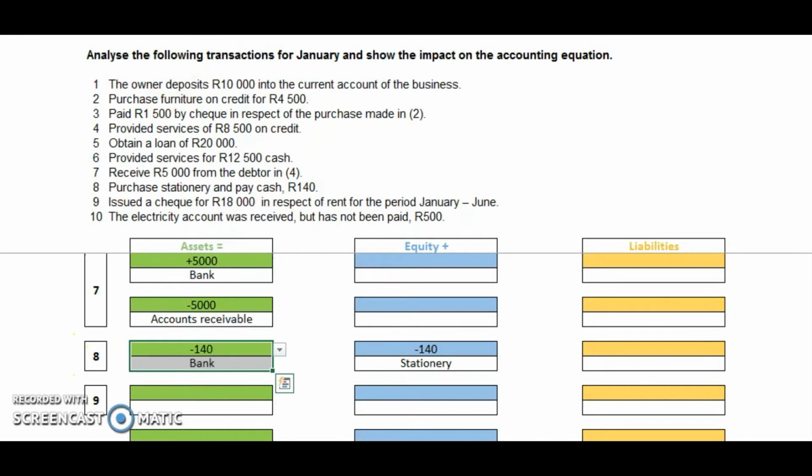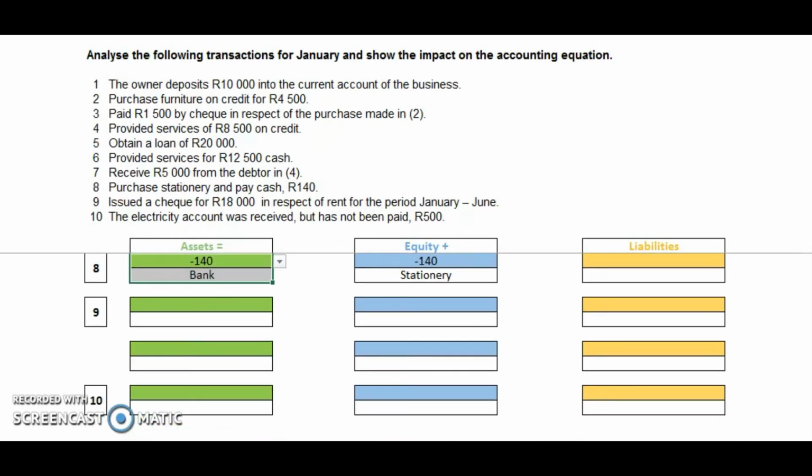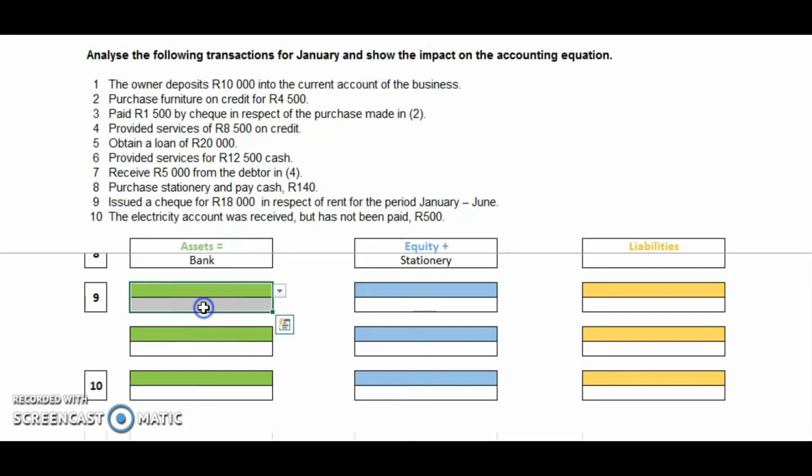In 9, there is a payment of 18,000 Rand in respect of rent for 6 months. Bank decreases and therefore assets decrease by 18,000 Rand. The rent expense equals 3,000 Rand per month, which is the 18,000 Rand paid for 6 months. 18,000 divided by 6 equals 3,000 Rand per month. In the books of January, we will therefore have an expense of 3,000 Rand, which decreases equity.